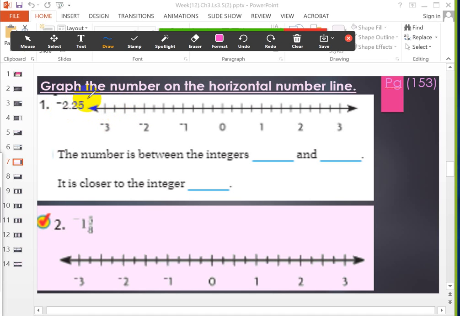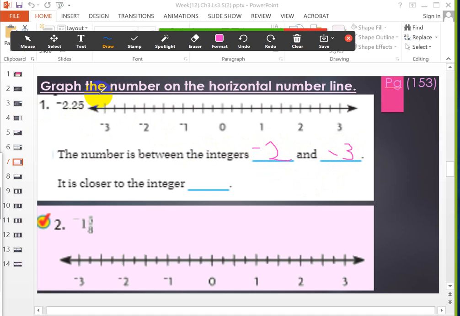Because negative 2.25 is a negative rational number, that means this number will be on the left side of 0. Of course, it's greater than negative 3 and less than negative 2, so it will be between negative 2 and negative 3.